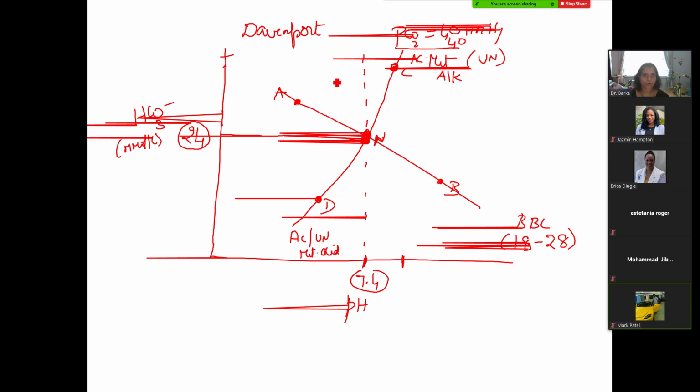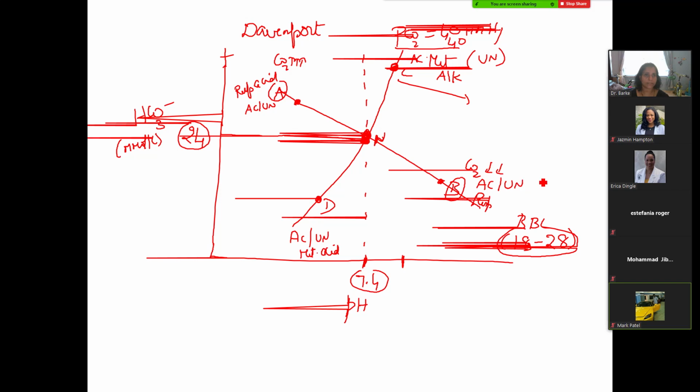Therefore, if those are metabolic, points A and B have to be respiratory, where bicarbonate was not the main problem. It was between 18 and 28, which is a minimal change. But at point A, the CO2 line moved significantly upward, and at point B, it moved significantly downward, so carbon dioxide was a major change. Point A is acute, uncompensated respiratory acidosis. B would be acute or uncompensated respiratory alkalosis. So that's about the acute points.